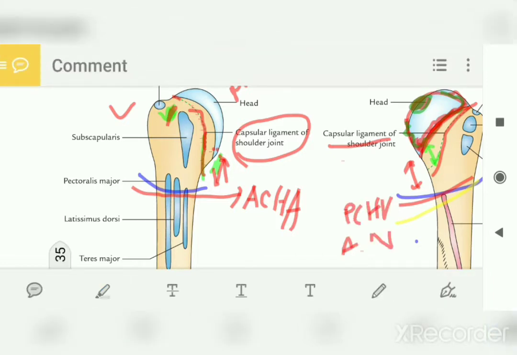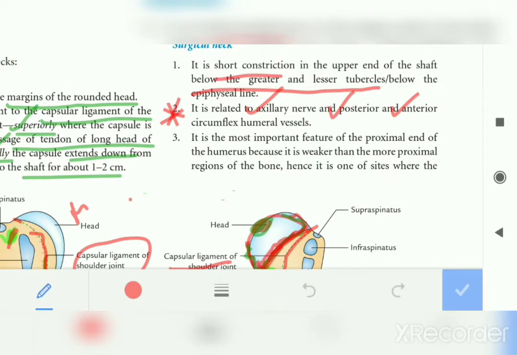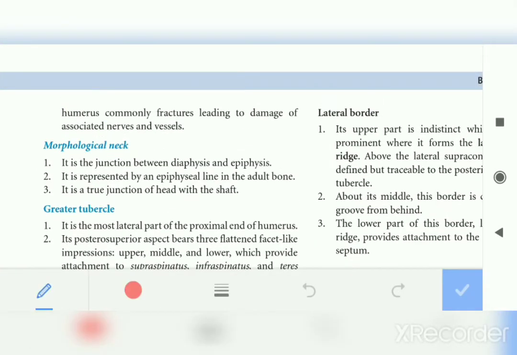So what is the clinical importance? The surgical neck is the most important feature of the proximal humerus because it is weaker. This part of the surgical neck is weaker than the more proximal regions of the bone, so it is one site where the humerus commonly fractures, leading to damage of the associated nerve and vessels. That means this area is much weaker than any other part.